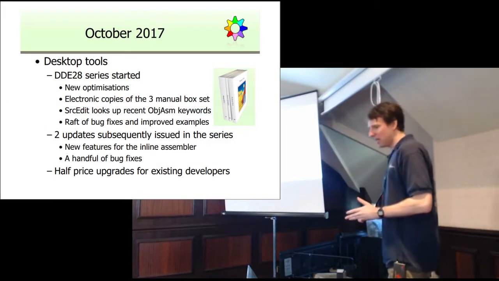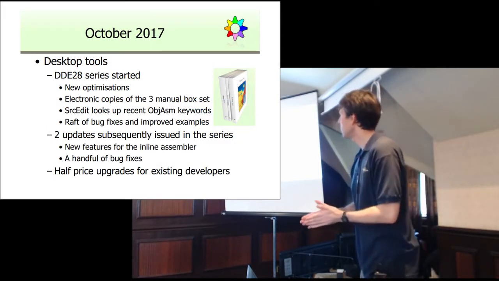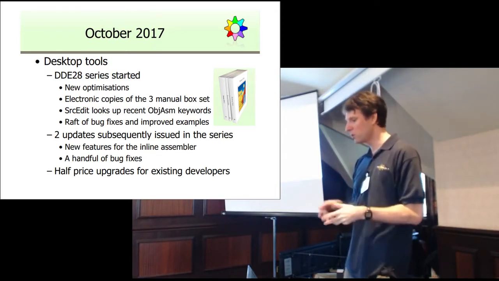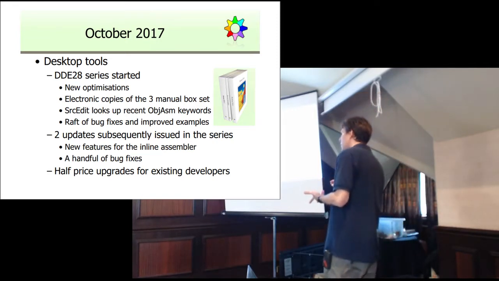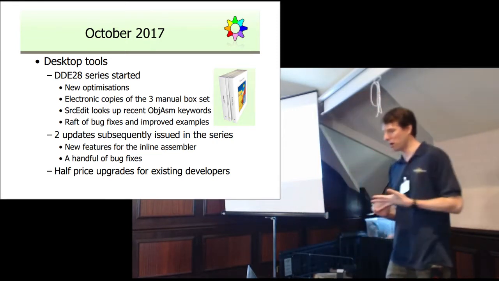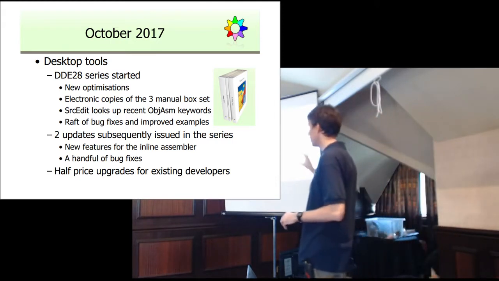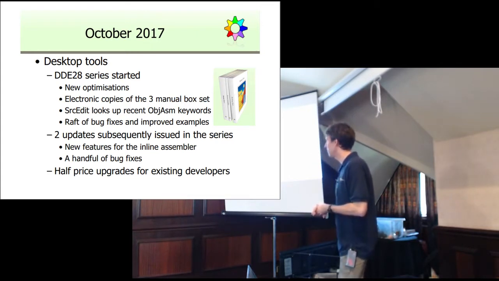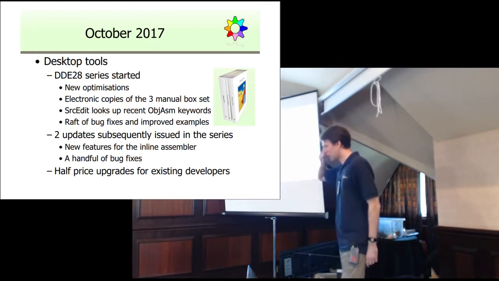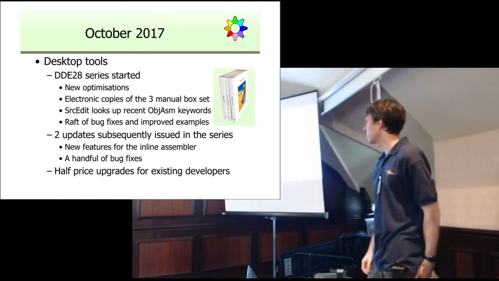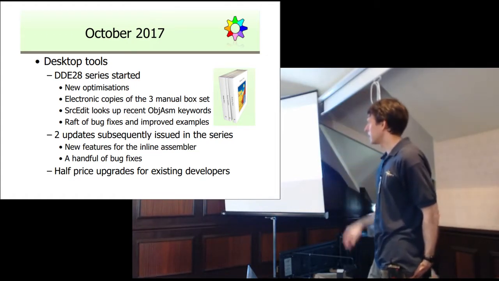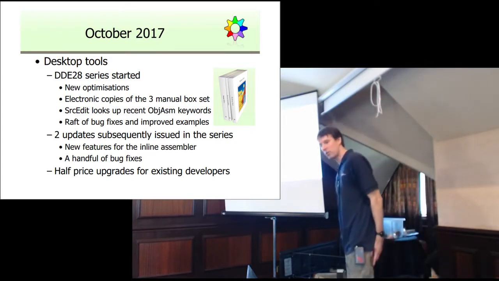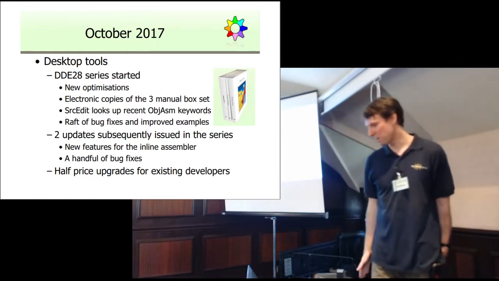Then just slightly after the show, I think we might have had it at the show, the new version of the desktop tools came out. So this is the desktop development environment that programmers use to write C and compiled BASIC and assembler programs that you're all used to using. So if you're not a developer, this isn't desperately interesting. If you are a developer, then this is what we crammed into that new version, including electronic copies of the book box set that we used to sell, which are obviously nice and easy to search. If you've got a keyword in mind, you can't quite remember where it is, searching the electronic copies is a lot quicker than leafing through the paper copy.